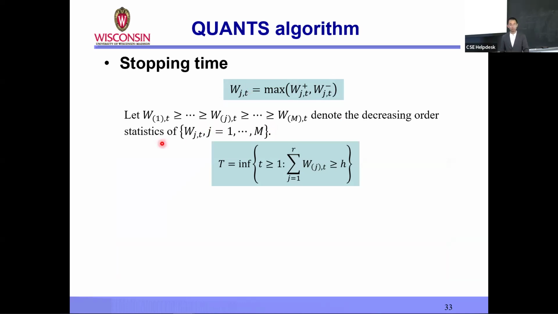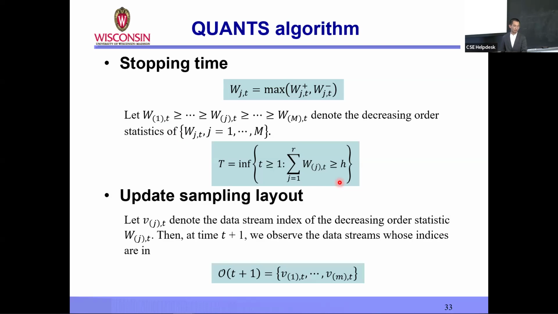We sort the local statistics from the largest to the smallest, and the top R W's are summed up to form the global monitoring statistic. If this global monitoring statistic is larger than the pre-specified threshold, then we say the process is out of control and we should look into it. Otherwise, we update the sampling layout for the next data acquisition time based on the values of W.